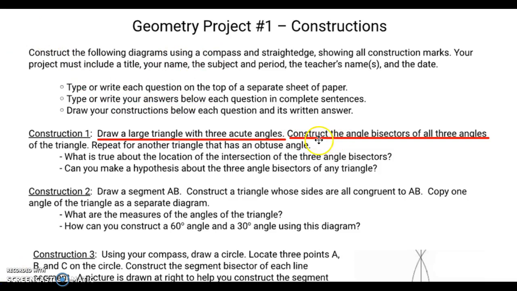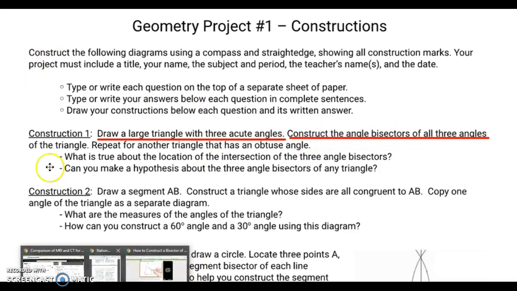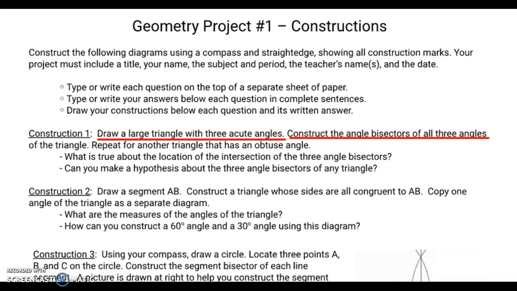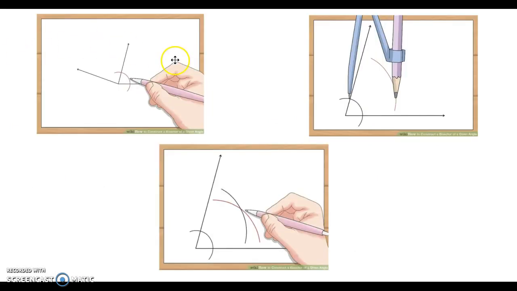If you're having trouble remembering how to construct angle bisectors, there's a fairly helpful website called WikiHow that could help you figure that out. I've taken some of the pictures from WikiHow to demonstrate the construction of an angle bisector. The first step here is to draw this arc, sometimes called the reference arc. It's just an arc that originates from the vertex. Once you draw that arc, you're going to draw two other arcs into the interior of the angle.